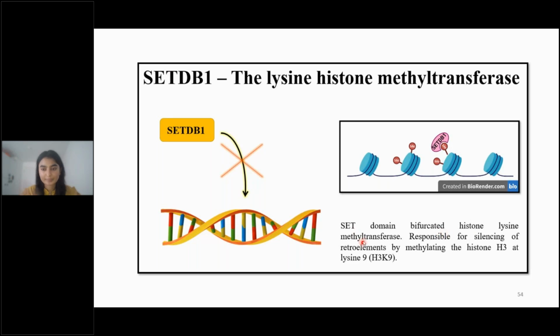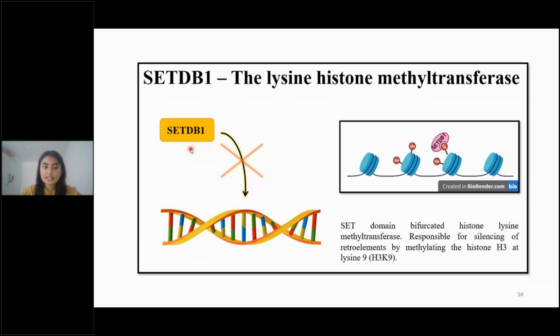It's a long name. So what does it do? Simply, its work is to take a methyl group and attach it to the DNA. So once a methyl group is attached, once a methylation is done, the gene is switched off. Okay, so this is what it does. So my work was to study the interaction of these proteins with this SETDB1.